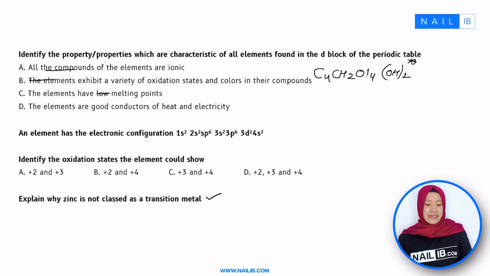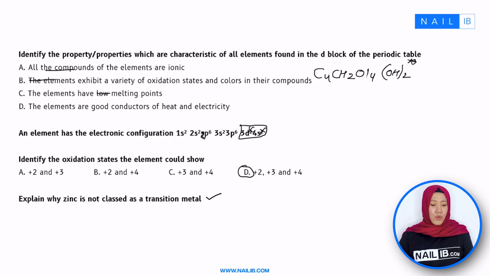Next, an element has the electronic configuration 1s2, 2s2, 2p6, 3s2, 3p6, 3d2, 4s2. So these are the electrons that can be removed. You can remove electrons from the 4s and 3d orbitals. Identify the oxidation states the element could show. So you can remove these 4. So you would expect +2, +3, and the highest is +4 because 4 electrons are removed. So the answer is D.